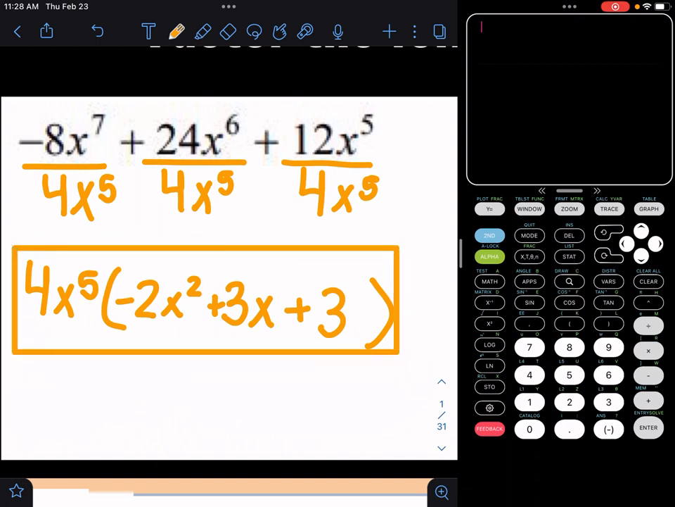We're going to eventually learn how to also factor trinomials, so maybe there is something more we can do with that trinomial in the parentheses, or maybe it's not factorable, but we'll learn about that in the upcoming lessons.